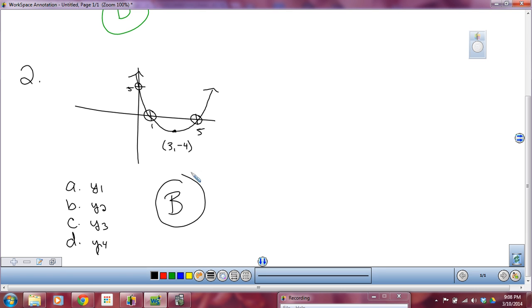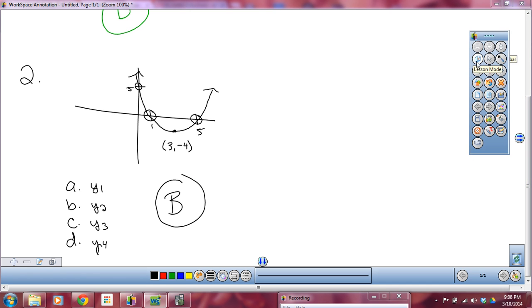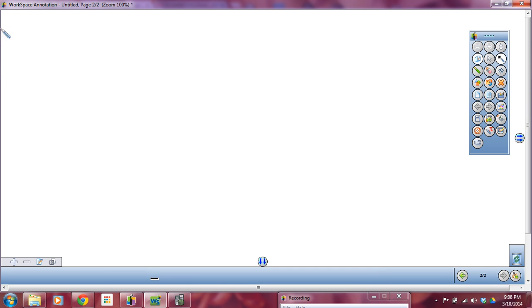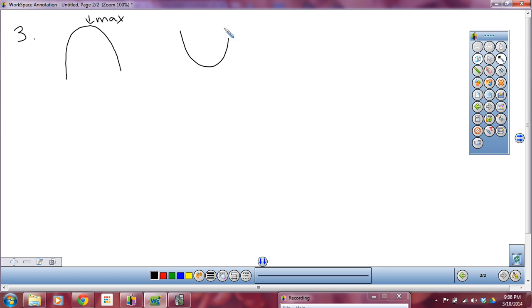All right, question number 3. At what value of x does the minimum or maximum occur for the function below? Here's the deal, okay? Minimums and maximums. That's either the top or the bottom of your parabola. So remember, if it opens down, you have a maximum. And if it opens up, you have a minimum. Now remember, for it to open down, you have to have a negative in front of the x squared term. For it to open up, it has to be a positive in front of the x squared term.